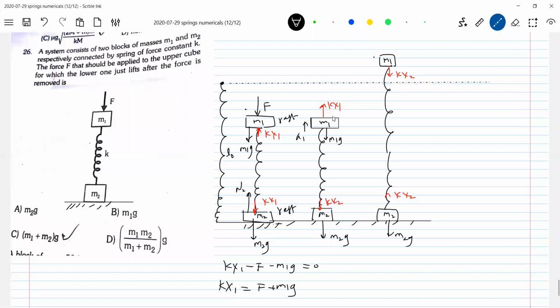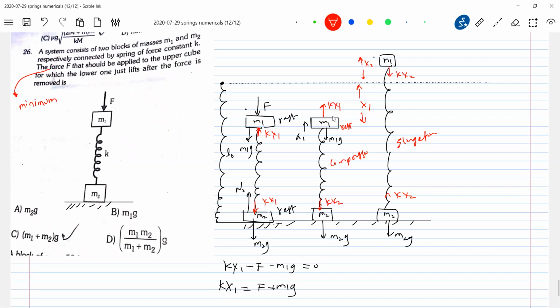Now what is the state of this? So definitely, what is the state of the spring? Elongation. And what is this? Compression. And now what is the state of the block? Block is at rest, no? This will start accelerating from rest. It's asking to find the force F, minimum force F. Let me call this F. Find the minimum value of force F that should be applied so that M2 loses contact.